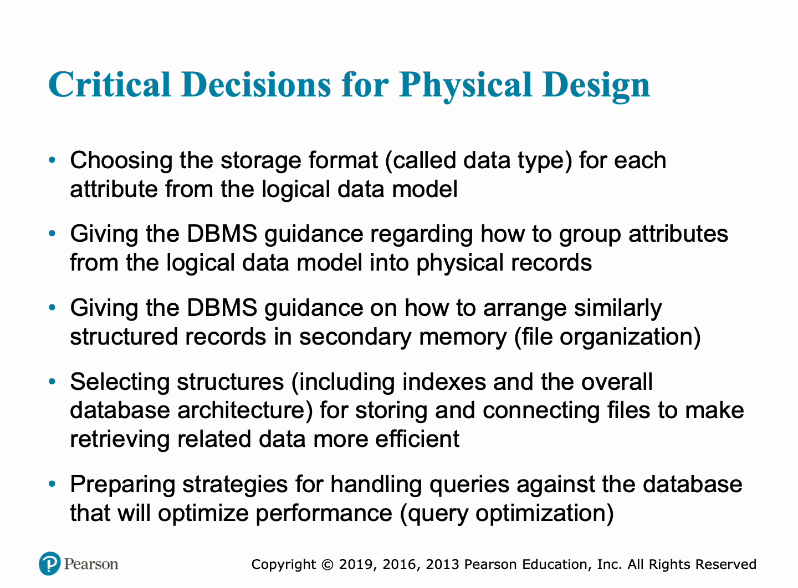So choosing the storage format, called the data type, for each attribute from the logical data model; giving the DBMS guidance regarding how to group attributes from the logical data model into physical records; giving the DBMS guidance on how to arrange similarly structured records in secondary memory, such as file organizations; selecting structures including indexes and overall database architecture for storing and connecting files to make retrieving related data more efficient; preparing strategies for handling queries against a database that will optimize performance, also known as query optimization. Let's look into an example together.